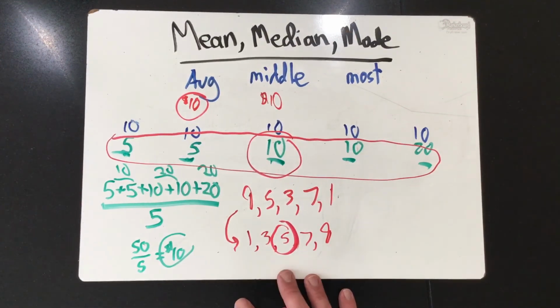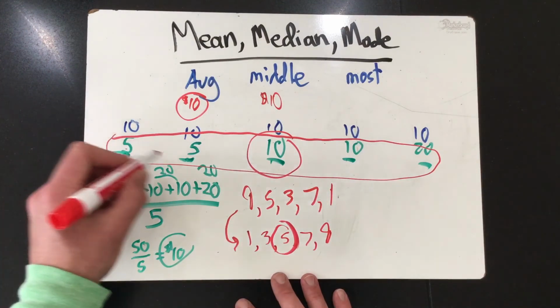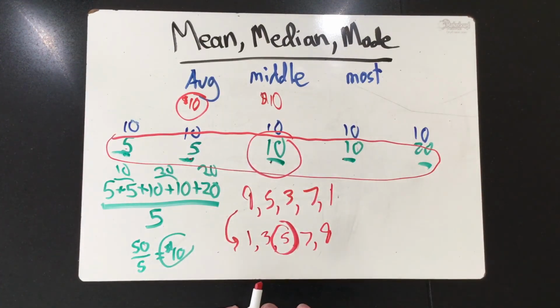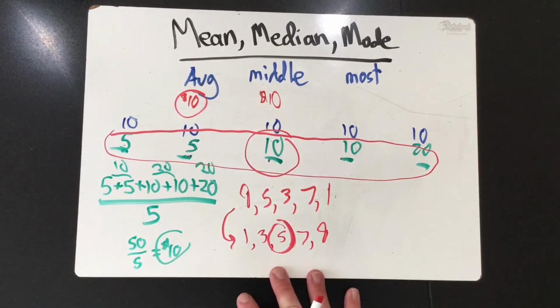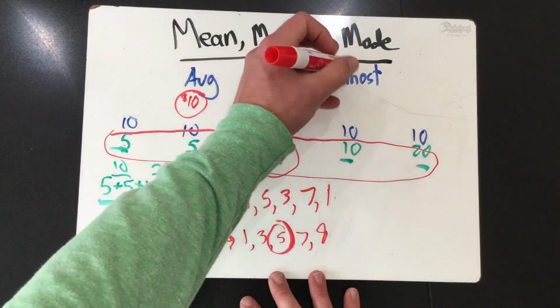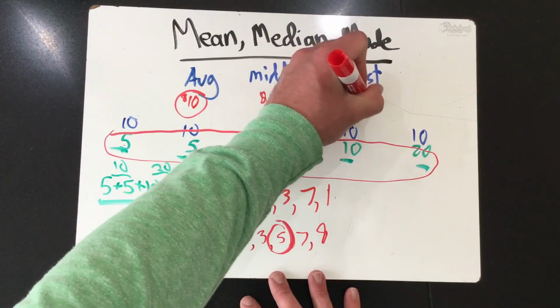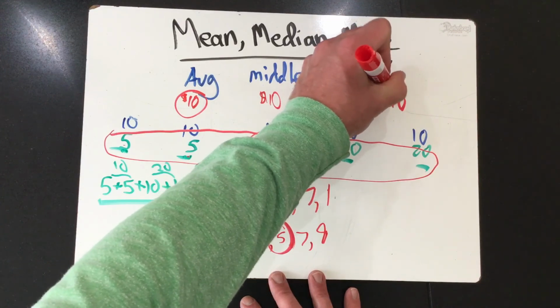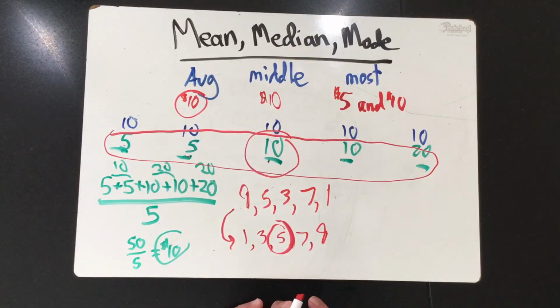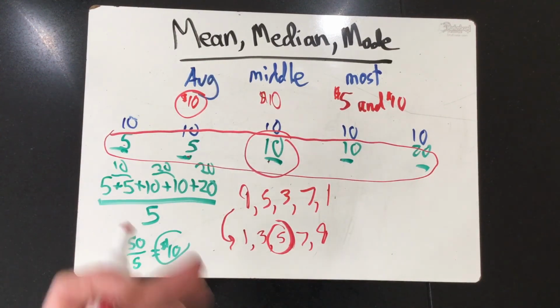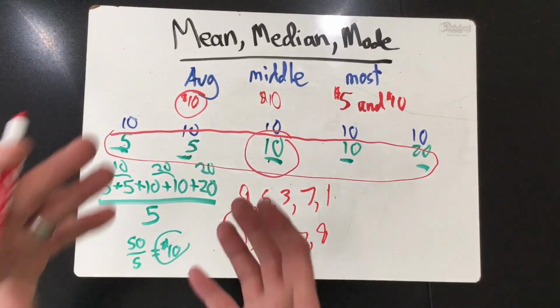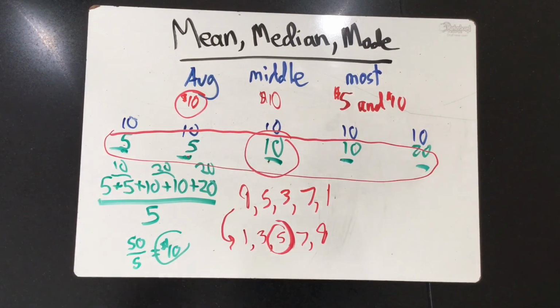Mode means most. Going back to the original data set, 5, 5, 10, 10, 20, what appears more often than other numbers? In this one, we actually have 2 answers, and that's fine. You can have more than one answer for mode. 5 and 10 both show up 2 times. So our mode is $5 and $10. And in a nutshell, that is mean, median, and mode. These are words that express something about statistics, about numbers, and help us communicate something about them.